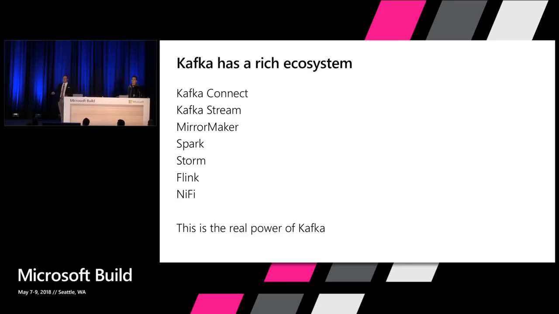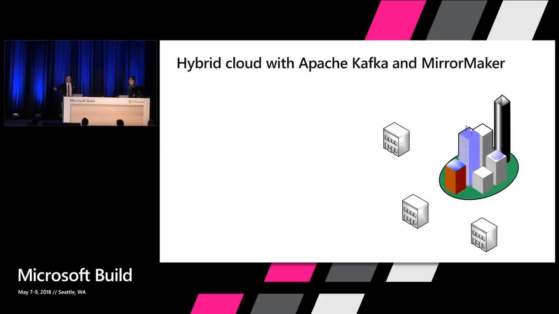And one of the tools that I like a lot and that we see quite a bit of usage for is Mirror Maker. Mirror Maker is a tool that lets you replicate your data between topics. So I have a Kafka cluster maybe in a warehouse or facility somewhere.